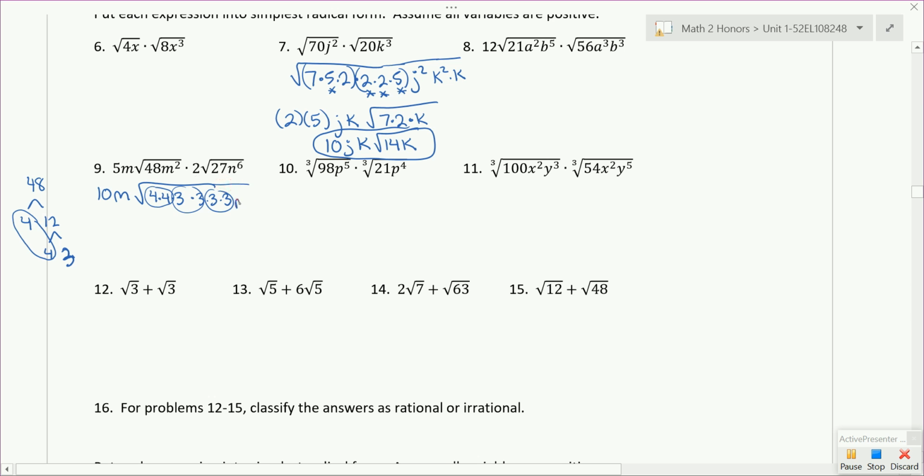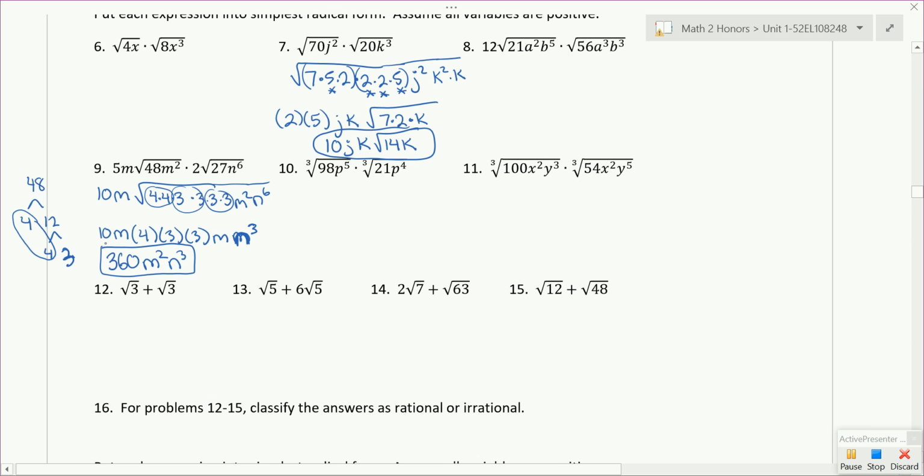I got an m squared and an n to the 6. So we're going to be able to take the square root of everything here. So I already have 10m on the outside times 4 times 3 times 3 times m times n to the third. I wrote an m, sorry. N to the third. And multiplying this together, we end up with 360. Is that right? Yeah, 360. M to the second, n to the third.